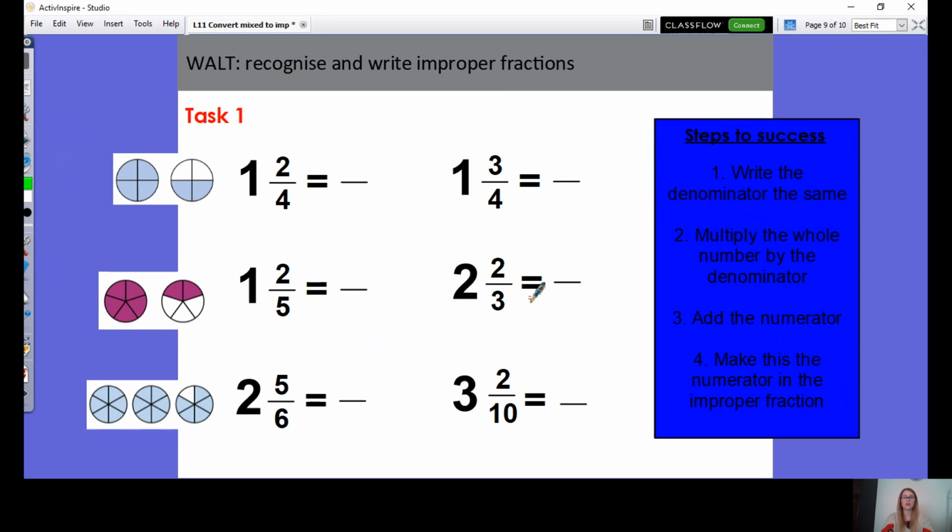So have a go at those, come back, we'll see how you're getting on, and then we can move on to the next section if you're ready. So pause the video and have a go.